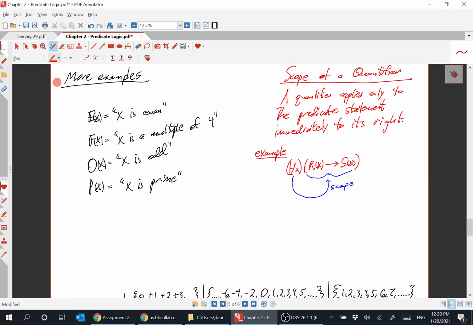If I was to write something like this, for every x, Rx implies Sx, now this quantifier here, the scope is only this. And this is unquantified. So if you want this quantifier to apply to all that, you have to put it in parentheses to say the scope of this quantifier is this parenthetical expression. If you did something like this, the scope of this quantifier is only right here.